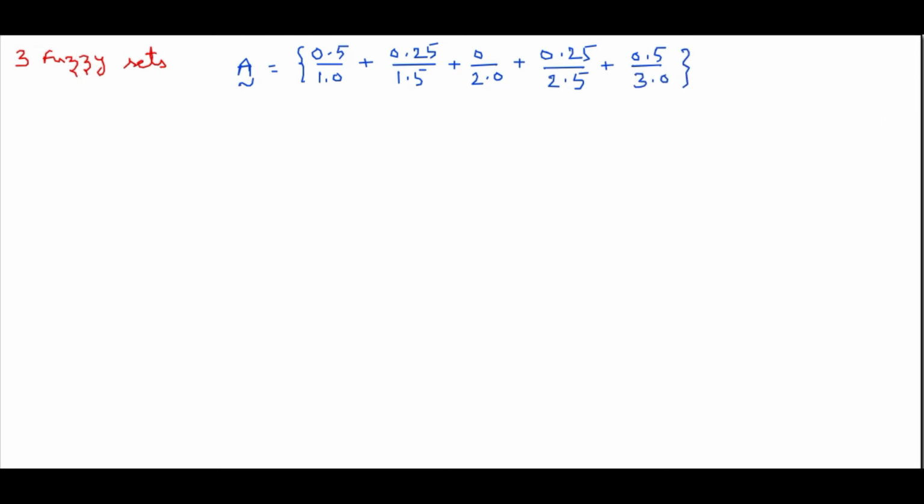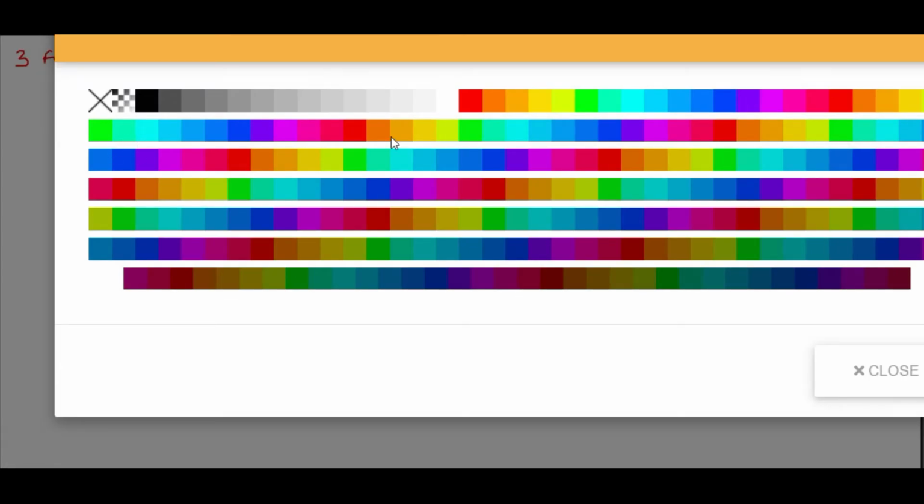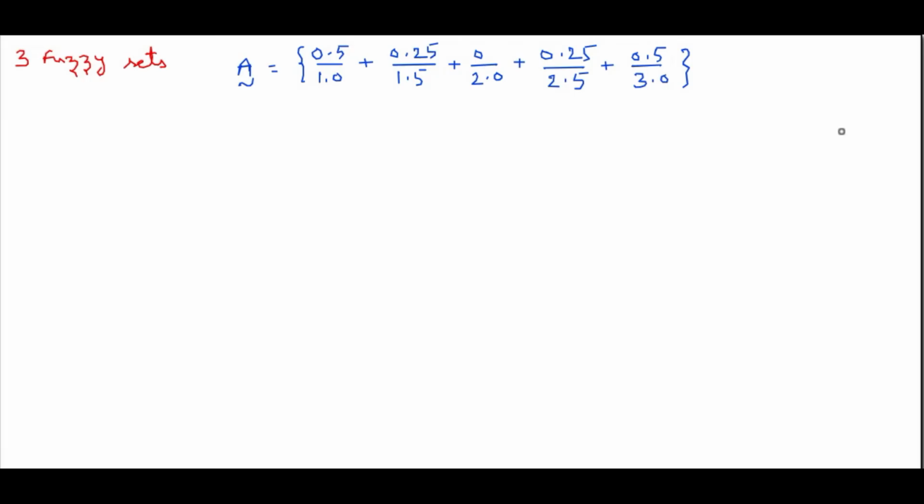and B. So B is given as 1 by 1.0 plus 0.65 by 1.5 plus 0.4 by 2 plus 0.35 by 2.5 plus 0 by 3.